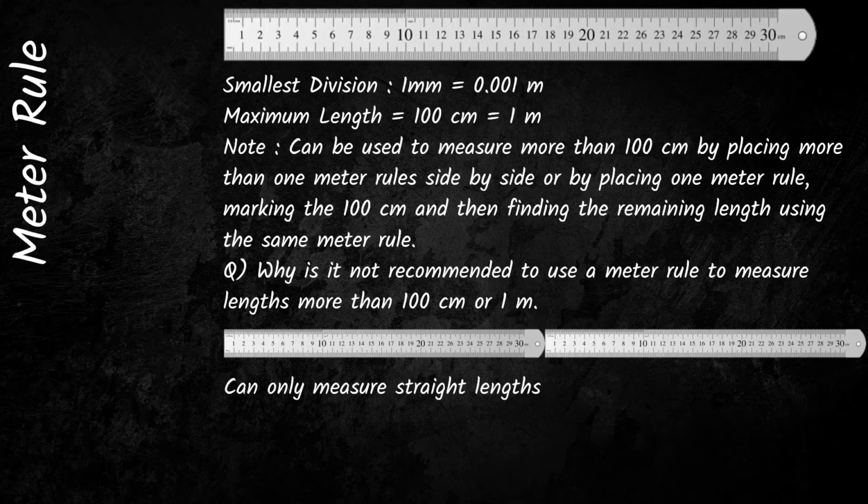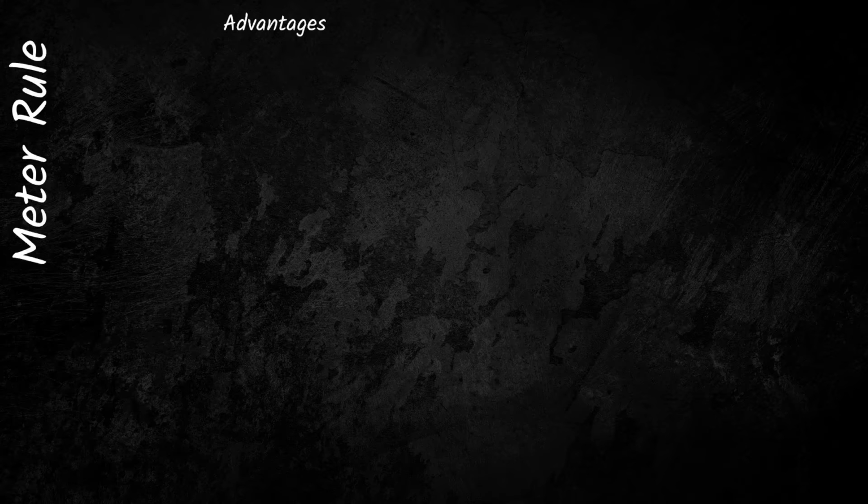So essentially, measuring tapes can be very efficiently used to measure lengths of more than 100 centimeters. Another problem with meter rules is that they can only measure straight lengths. Meter rules cannot measure curved lengths, as we mentioned in the previous slide. So let's talk about advantages of a meter rule. The advantage of a meter rule is that, number one, it's very cheap to manufacture and it's very easy to manufacture. You just have a piece of wood and you have laser engraved markings.